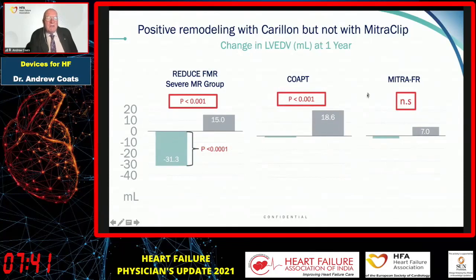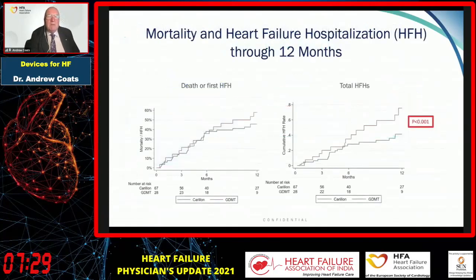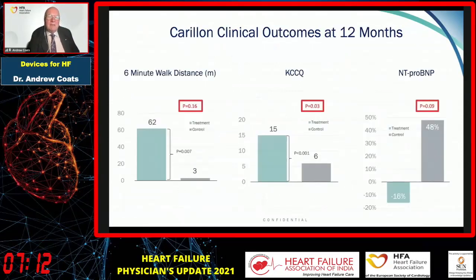So in comparison, in contrast to the MitraClip, the Carillion device actually reduces end diastolic volume. It has not been subject to the large trials, so we can't at the moment make definitive comments about mortality and hospitalization, but at least there is an encouraging trend that in the trial of the Carillion device, there was a significant reduction in total heart failure hospitalizations, but of course it was underpowered to say that definitively.